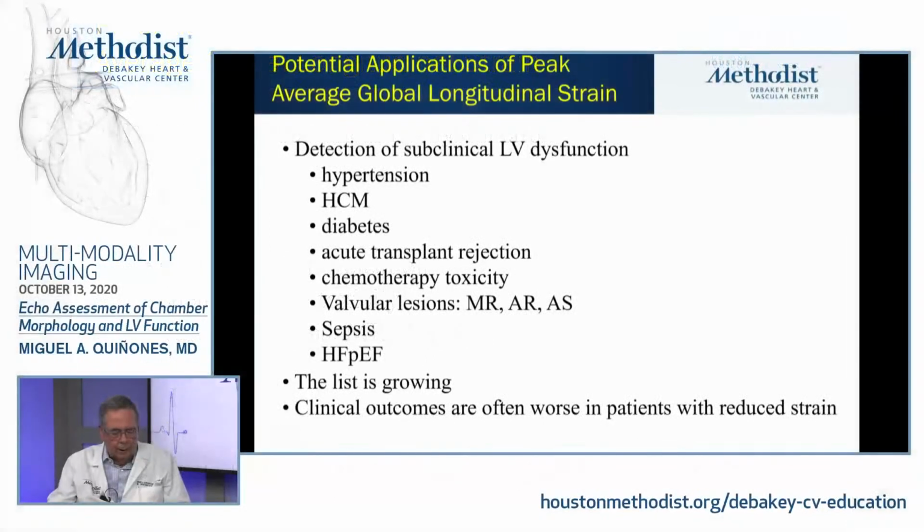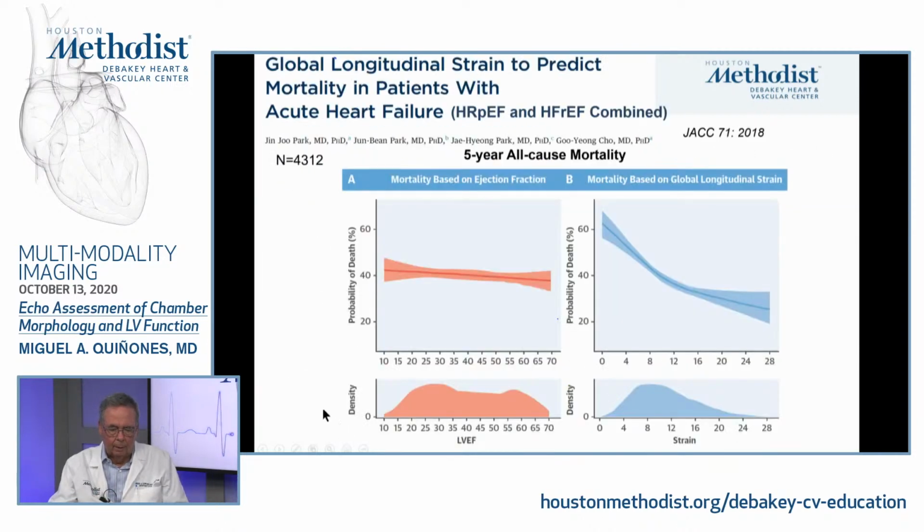So applications, as I said earlier, is detection of subclinical dysfunction, and there is a long list here which is growing of more and more reports. Hypertensives, hypertrophic cardiomyopathy, diabetics, transplant rejection, chemotherapy toxicity is a topic by itself, and there will be a lecture on this later in the year. Valvular lesions, sepsis even, acutely, and heart failure with preserved EF. This is a big one, and this may be one of the big areas where strain may come to help, because clinical outcomes appear to be worse in those patients that had a bad strain.